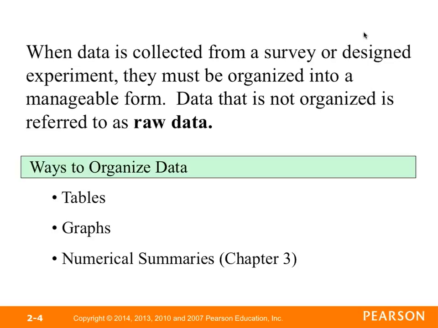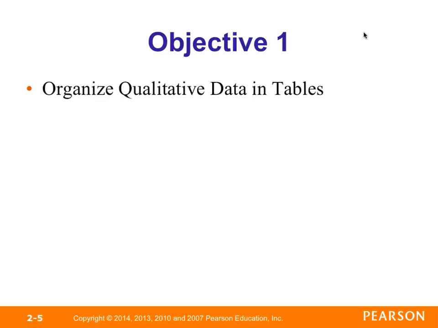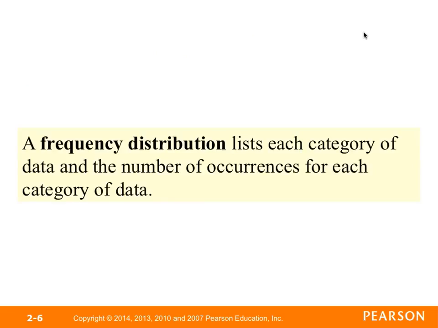So there are several different ways that we can organize data. We can use tables, graphs, or numerical summaries, and we're going to talk about numerical summaries next week in chapter 3. So objective 1 is just be able to organize qualitative data in tables. So a frequency distribution is a great way to do this. This lists each of the categories of data and then the number of occurrences for each of the categories.